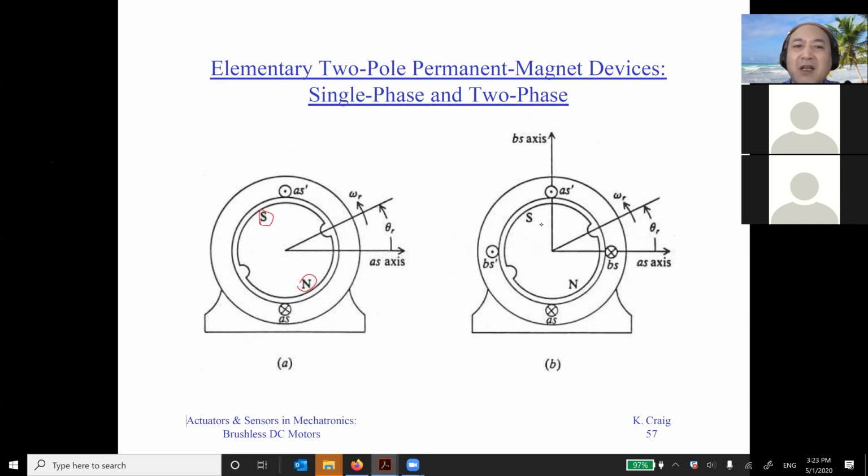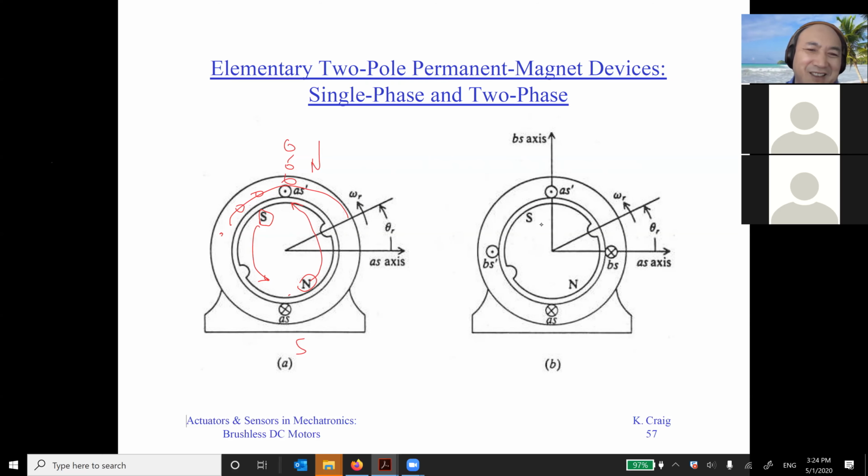Okay. Because you have a sinusoid generated, here is the large. So it will move. N will go through here, and S will go through here. Okay. It will be attracted if this got an N, S.